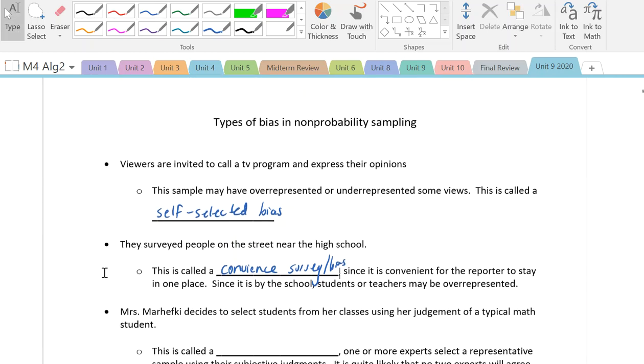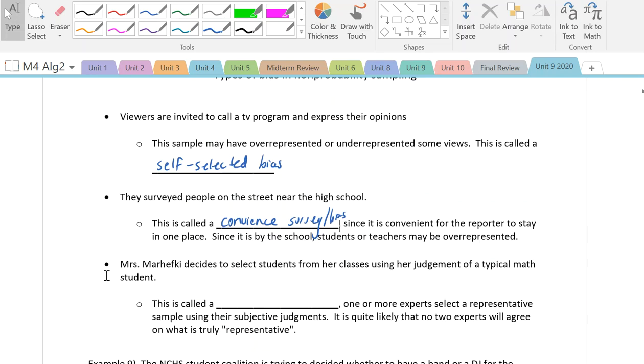So, Mrs. Marhefke decides to select students from her classes, using her judgment of what a typical math student is like. This is called a judgment bias, because one or more experts select a representative sample using their subjective judgments. It is quite unlikely that two experts will agree on what is truly representative. And it's so varied and so biased.